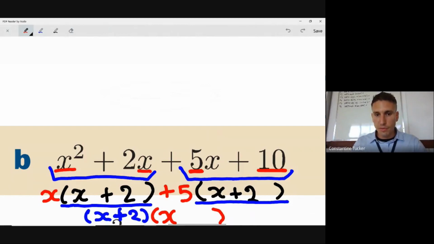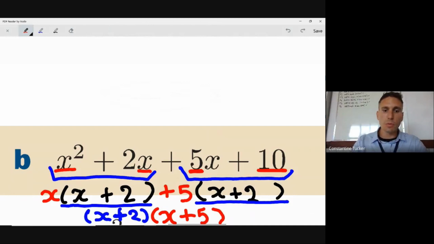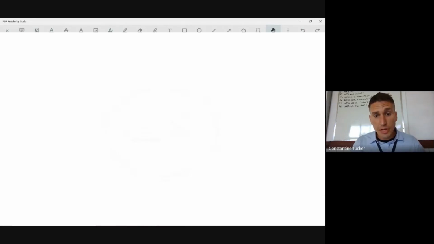And this plus 5 here, which is in the second pair of brackets. Yes. So this would be the final answer here. This would be the factorized form of this example here. So that is pretty much the idea of what we are doing today.